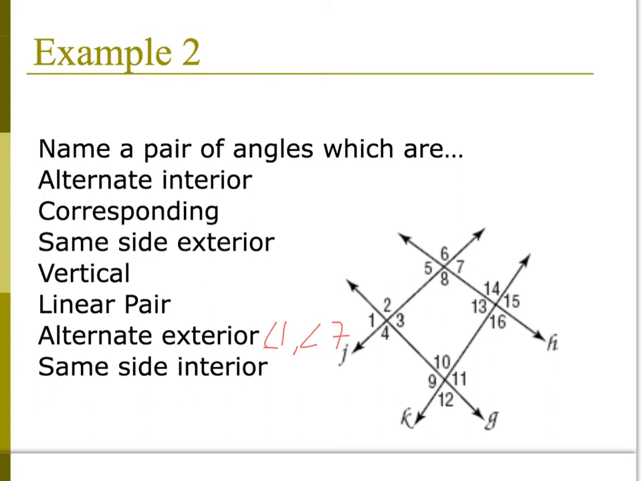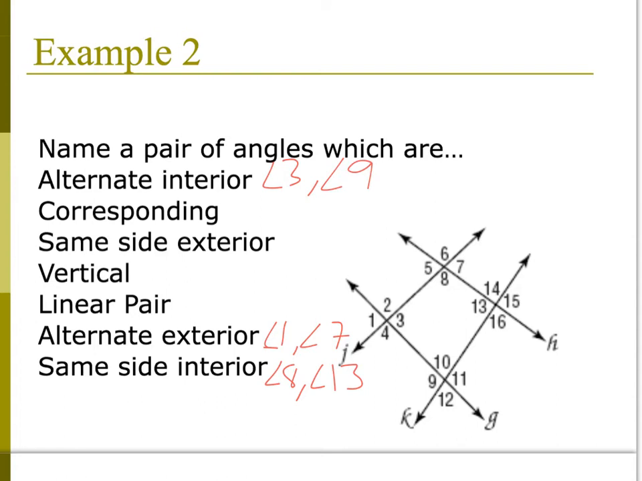How about 8 and 13? 8 and 13 would be same side interior. So 8 and 13, angle 8, angle 13. How about 3 and 9? 3 and 9 would be alternate interior. Angle 3, angle 9.